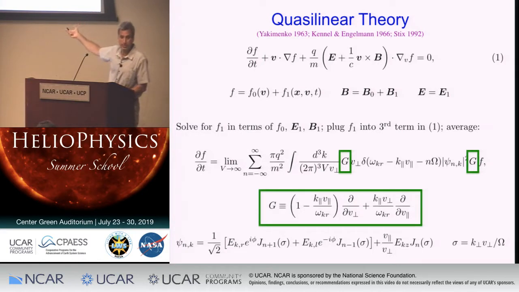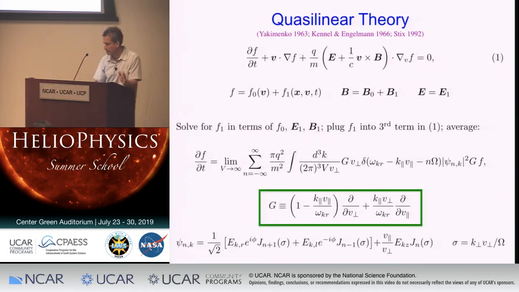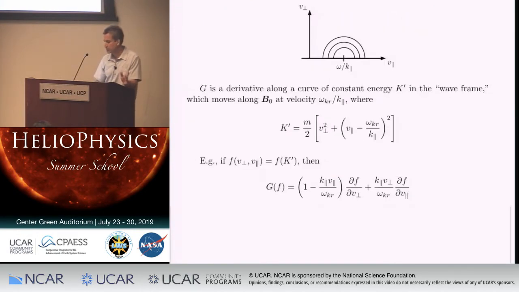This is a diffusion equation. Professor Bhattacharjee mentioned quasi-linear diffusion. This is velocity space diffusion. But now which direction is it in? Is it in the x direction? Are particles diffusing in vx or vy? No, this is not partial vx. It's a different combination of velocity derivatives. It's actually a special combination that has a very particular meaning. It's a velocity derivative along a particular direction. It's along a contour of constant energy in the wave frame.